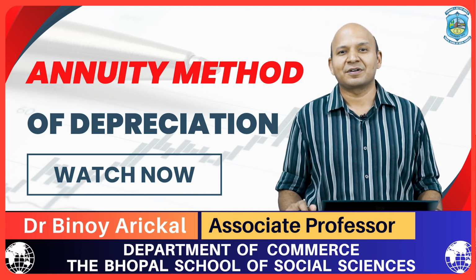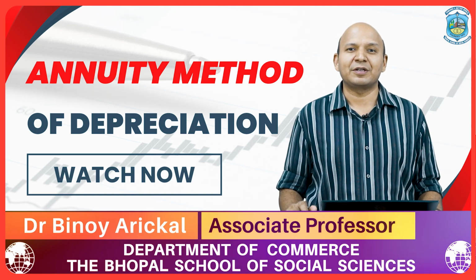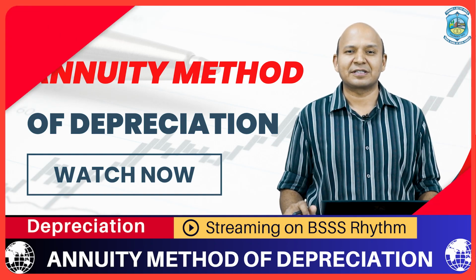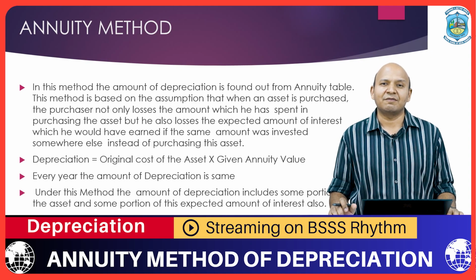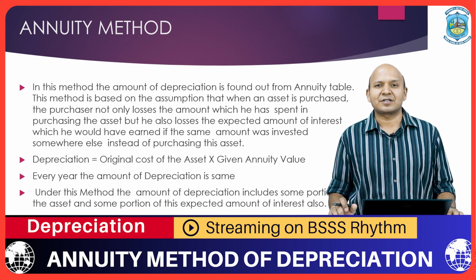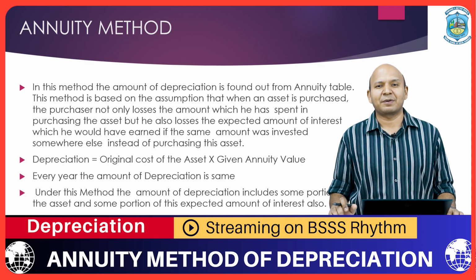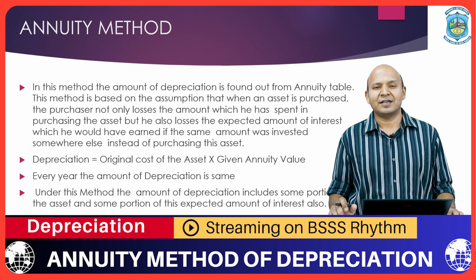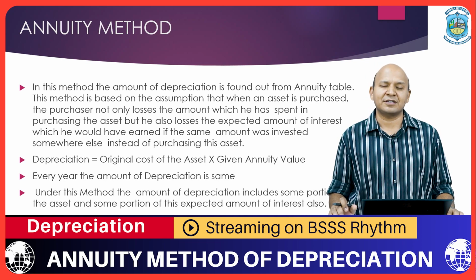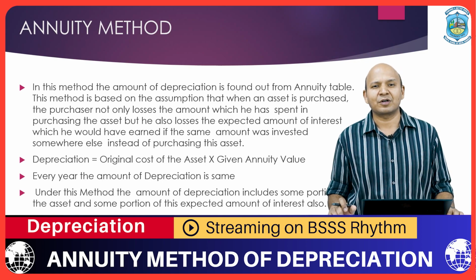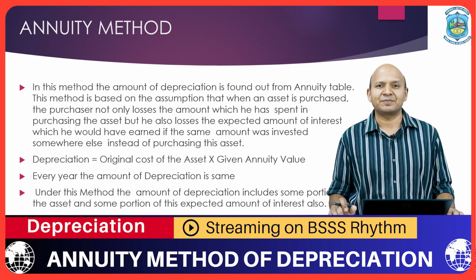The main objective of this module is to explain to you the annuity method of depreciation. In this method, we calculate the amount of depreciation with the help of an annuity table. This method is based on the assumption that when a purchaser purchases an asset, he not only loses the amount that he has spent in purchasing the asset, but he also loses the expected interest which he could have earned if the same amount was invested somewhere else.